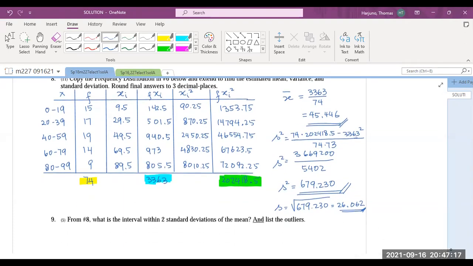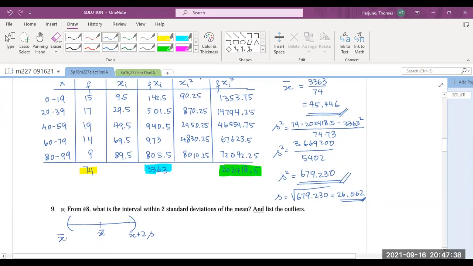Number 9. From number 8, what is the interval within 2 standard deviations of the mean? Basically, we are trying to find an interval where this is the mean, the upper bound is twice the standard deviation greater than the mean, and the lower bound is twice the standard deviation less than the mean. We call this the lower bound or lower fence, and this the upper bound or upper fence. The lower bound will be X bar 45.446 minus 2 times 26.062. The upper bound will be the mean 45.446 plus twice the standard deviation 26.062.